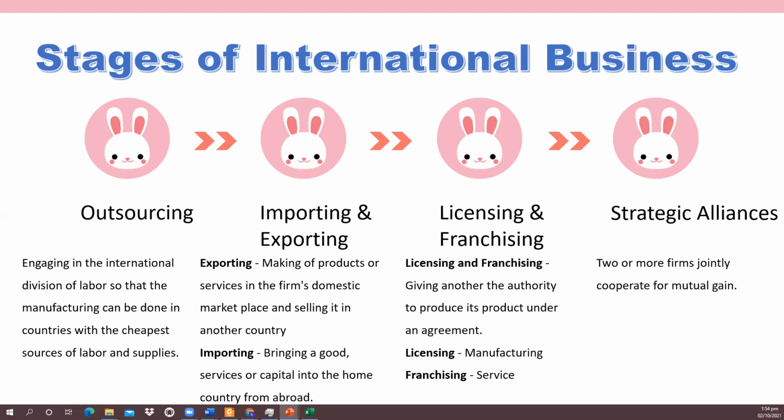Okay? For the licensing and then franchising, yan. So for example, nag-outsource ka na and then nag-import and export, then you can do the licensing or franchising. Ano yung difference between the licensing and then franchising? So licensing and then franchising, giving another the authority to produce its product under an agreement. Okay, so you're giving the authority, no, sa ibang tao to produce that product.